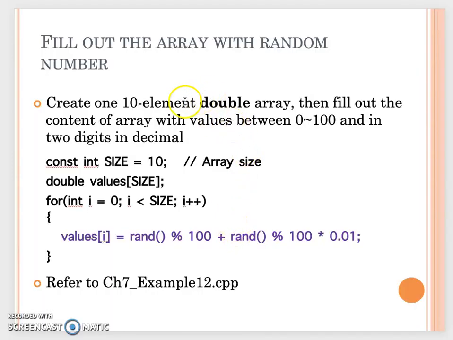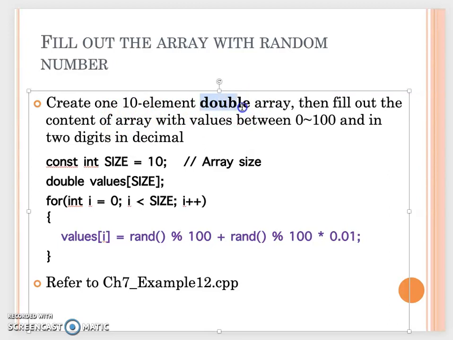So, continuing. We know how to create a random number for the integer. Now, if I ask you to create 10 elements for a double value array, those double array elements will be filled out with values between 0 to 100, and with two digits in decimal. So how should we do that?